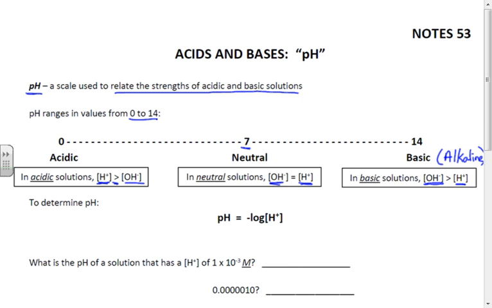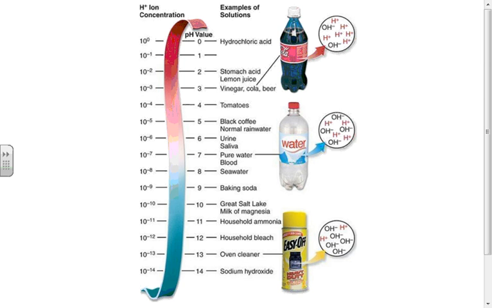So whenever we look at different pH tables, you can see this one goes from top to bottom. A pH value of 0 would be like hydrochloric acid. You get a little bit more, you get stomach acid and lemon juice, vinegar, cola, beer, tomatoes, coffee, rainwater, urine, saliva. All of those are acidic. These are only slightly acidic. These are very acidic.